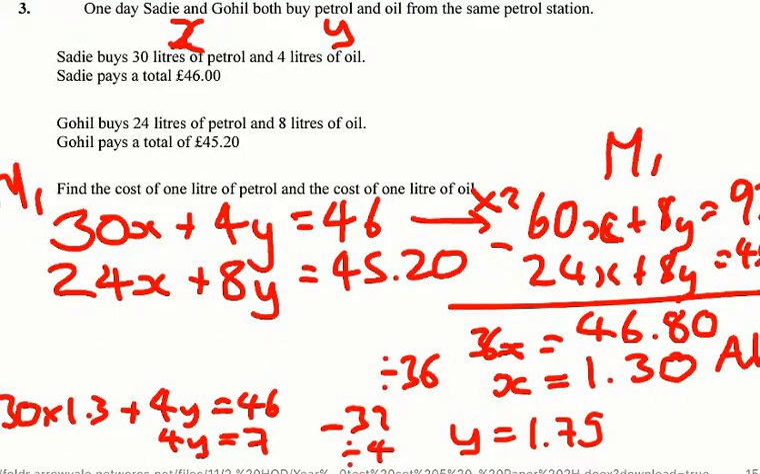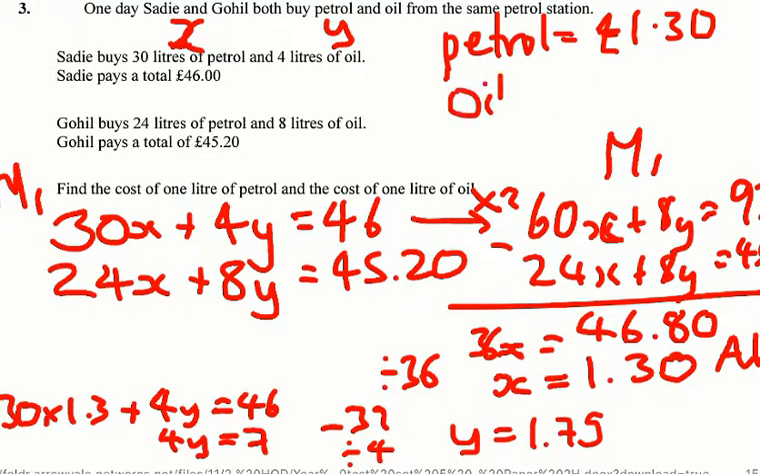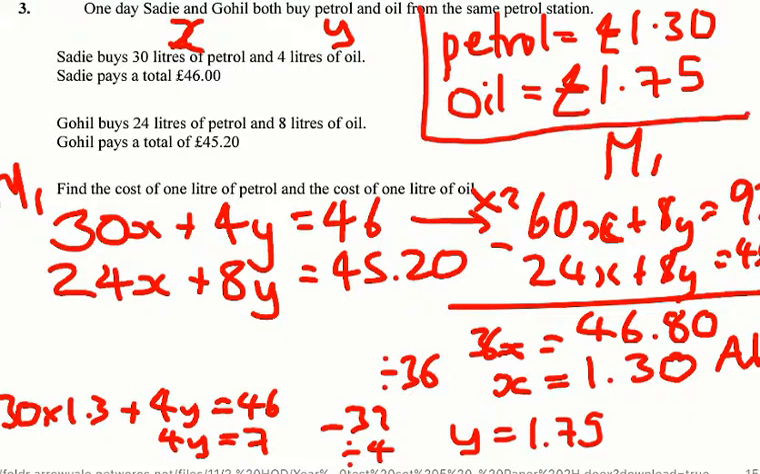And then your final answer, which you'd write underneath, would be petrol is £1.30 and the oil is £1.75. Always a good idea to box off your answer for the examiner at the end of the question. And that's a 5-mark question completed.